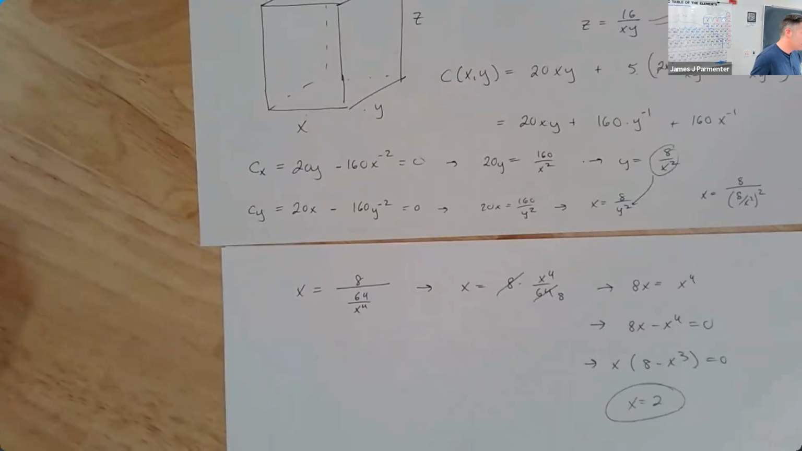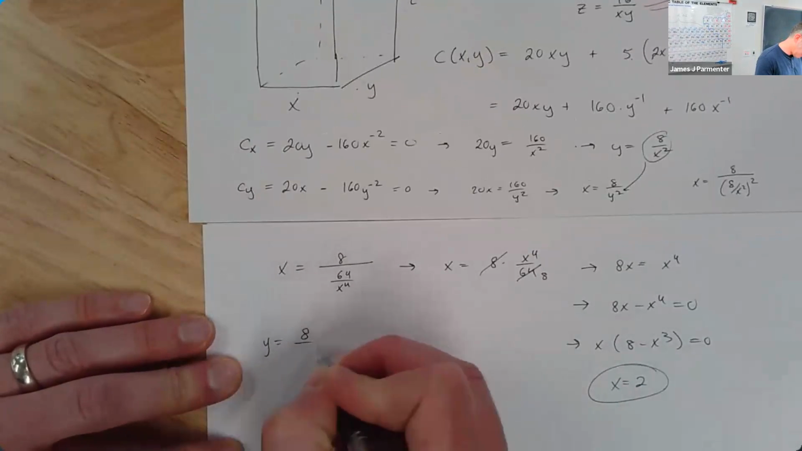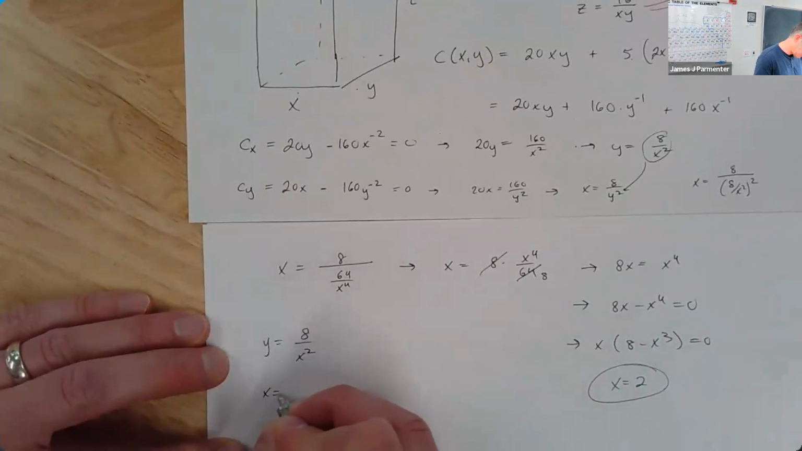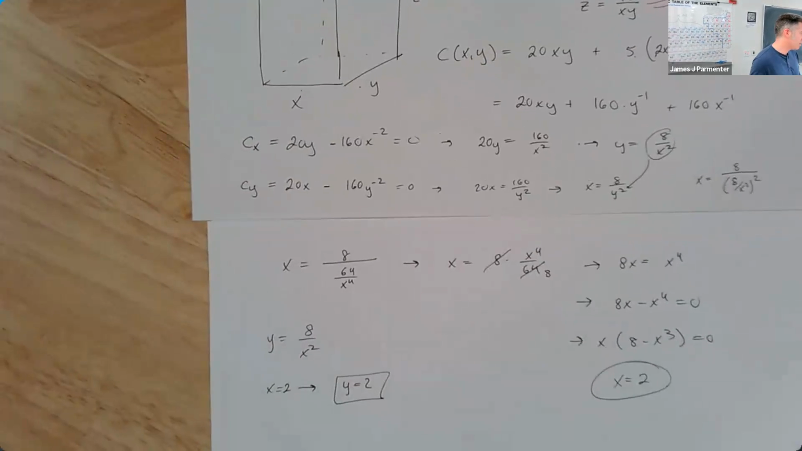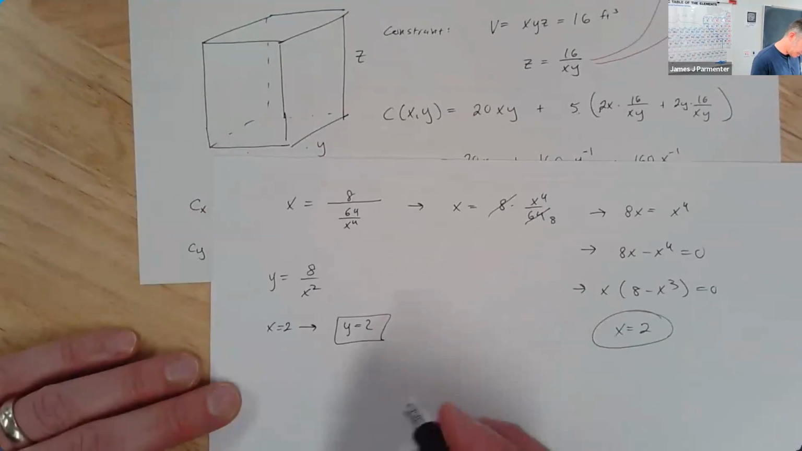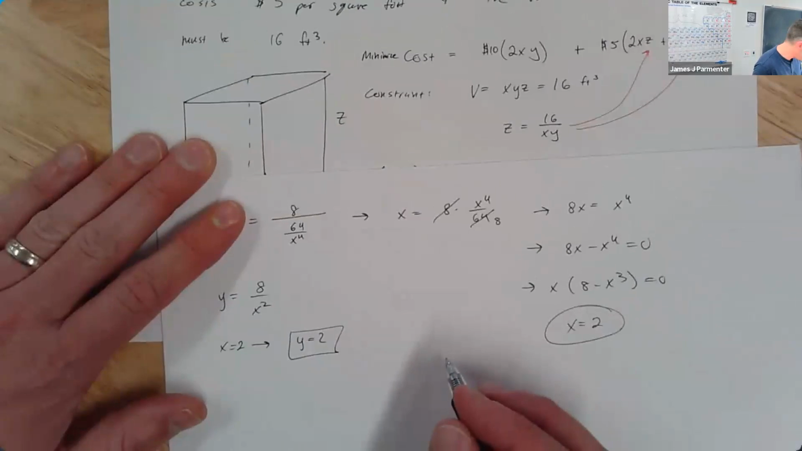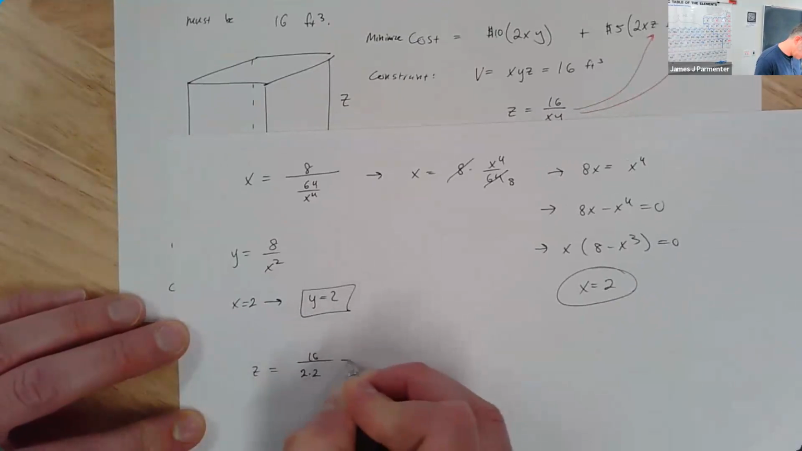Kind of a lot. And then you go back and you plug it in, and if y equals 8 over x squared and x equals 2, then you get y equal to 2. And then finally, if you go back and look up here, we had z equal to 16 over xy. So z is going to equal 16 divided by 2 times 2 equal to 4.